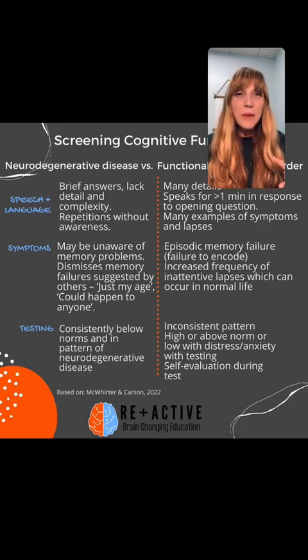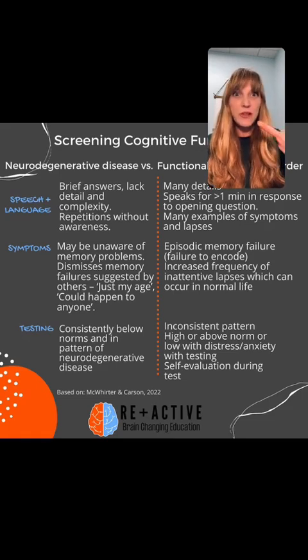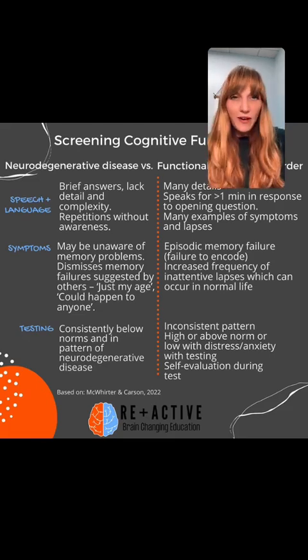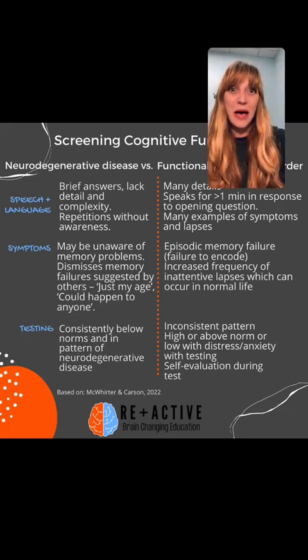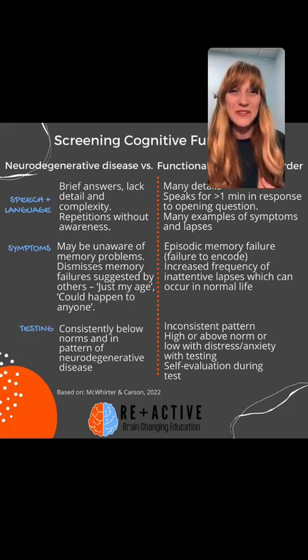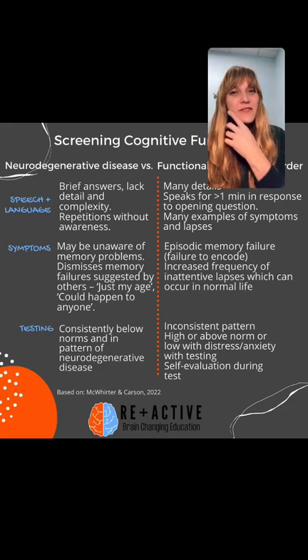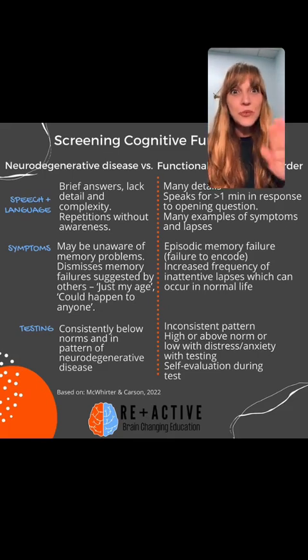So there also might be increased frequency of inattentive lapses, which can occur in normal life. And I want to show you a graph here in a moment of how often actually these inattentive lapses occur in normal life. When I saw this graph, I felt so much better about myself because I have a lot of inattentive lapses. So those are just a couple of ways the symptoms are different.